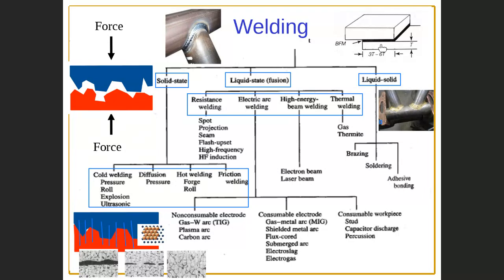Brazing, soldering, and adhesive bonding are the techniques, and this is the foreign material. This is material one, this is material two, and this is the weld material. Different material is being used to melt and weld these two different materials together.